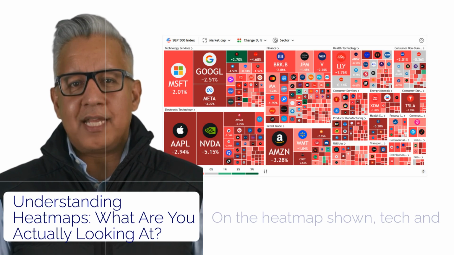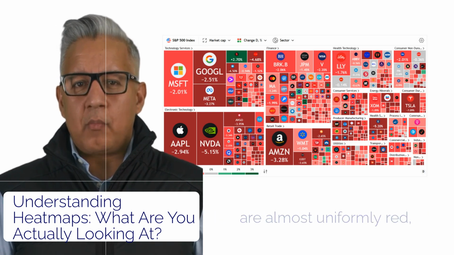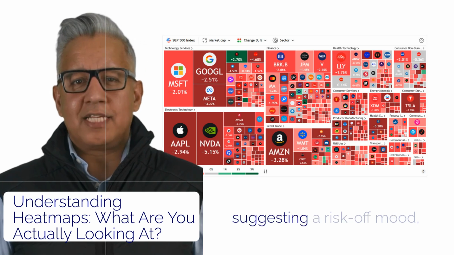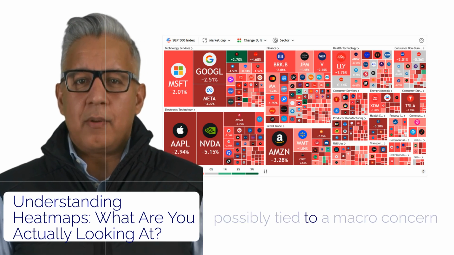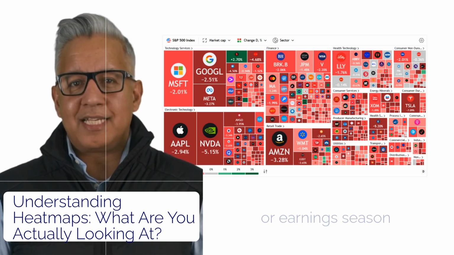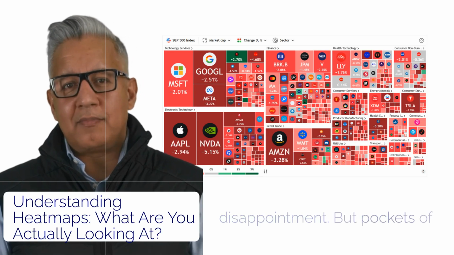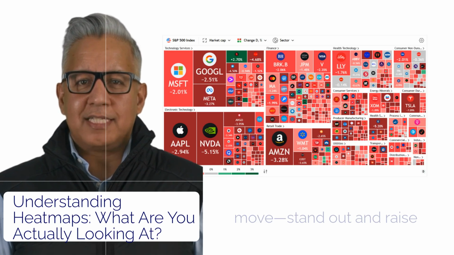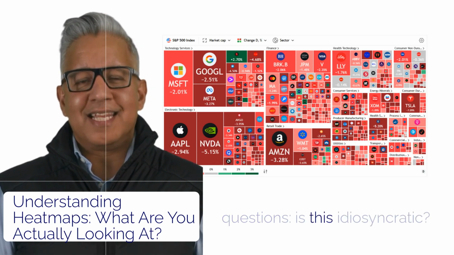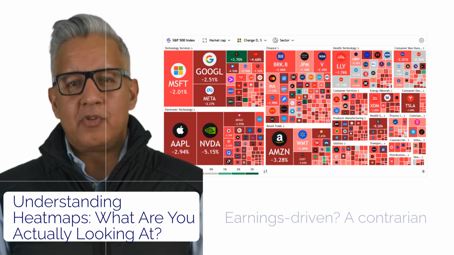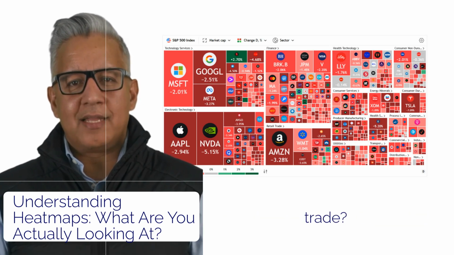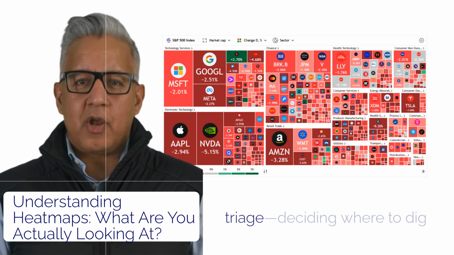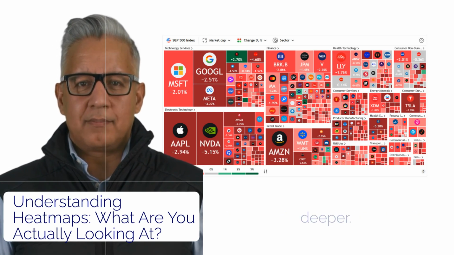On the heat map shown, tech and consumer discretionary names are almost uniformly red, suggesting a risk-off mood possibly tied to a macro concern or earnings season disappointment. But pockets of green, like Netflix's plus 2.7% move, stand out and raise questions. Is this idiosyncratic? Earnings-driven? A contrarian trade? The heat map allows for fast triage, deciding where to dig deeper.